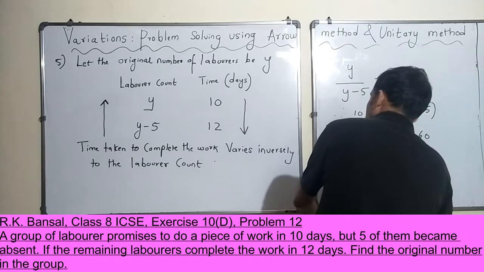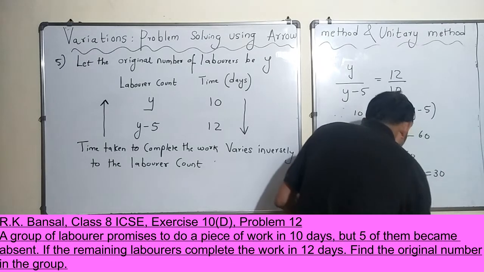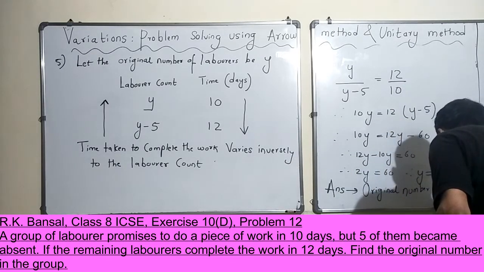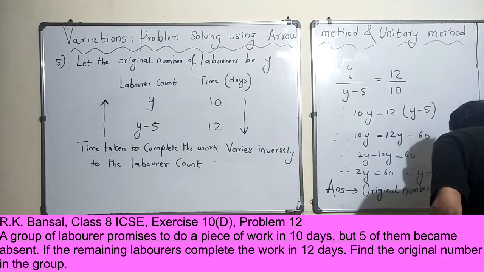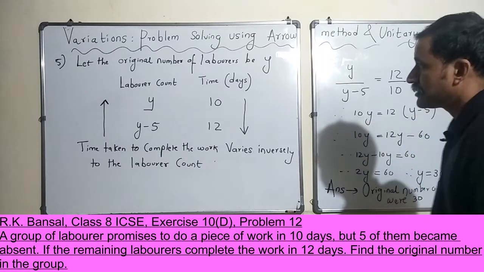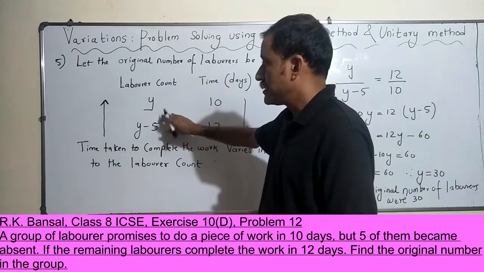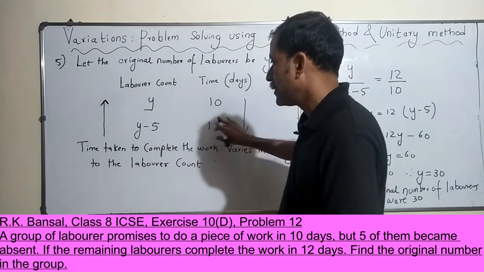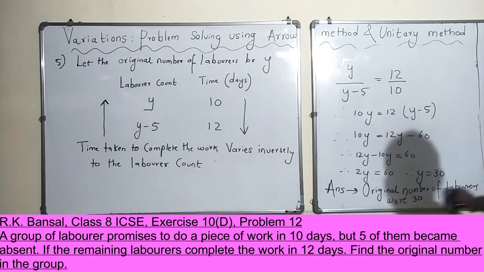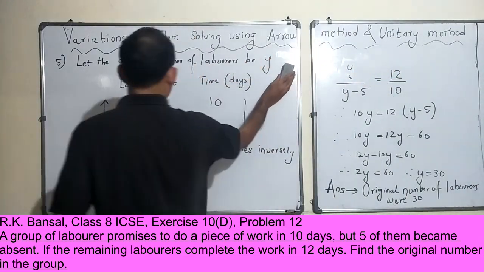Original number of laborers were 30. So basically there were 30 laborers who promised that we will do the work in 10 days, but 5 of them left. So 25 laborers completed the entire work in 12 days, right? So that was the question, and that is what the answer was. I'll just explain it to you from here to here. I'm just going to rub this out.